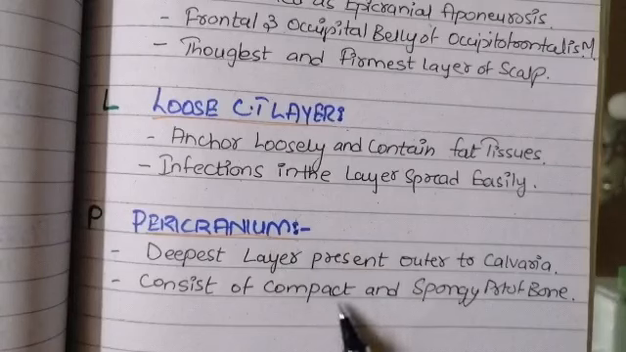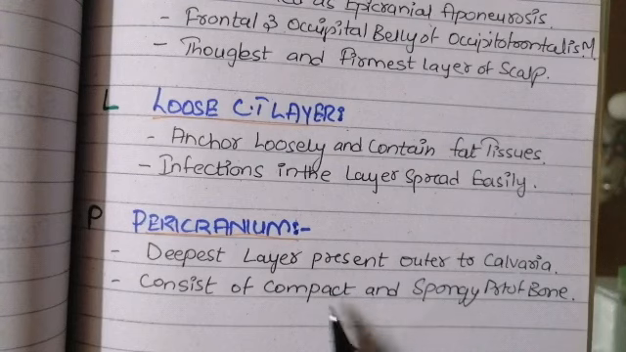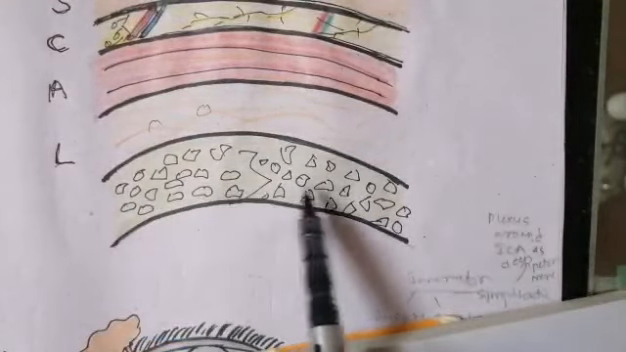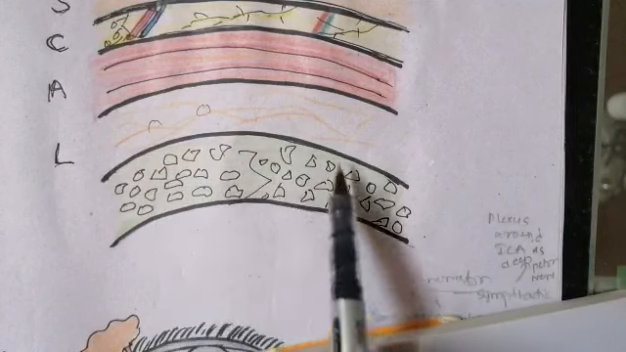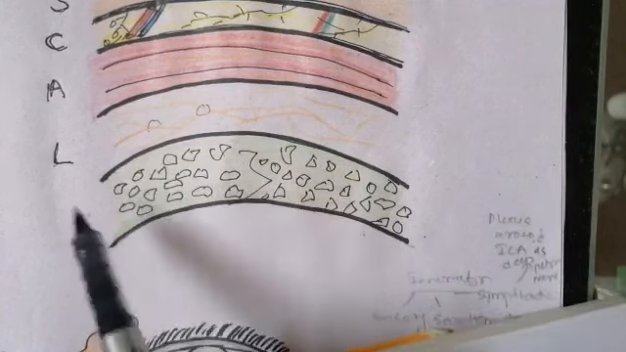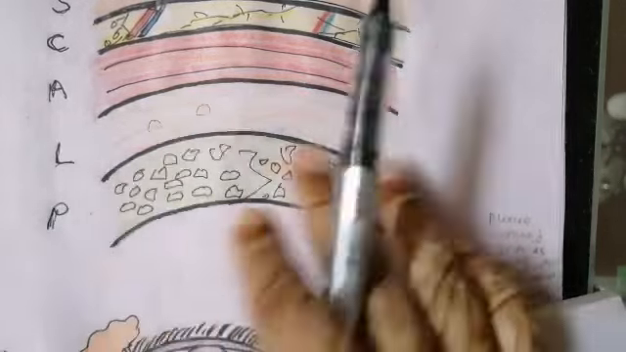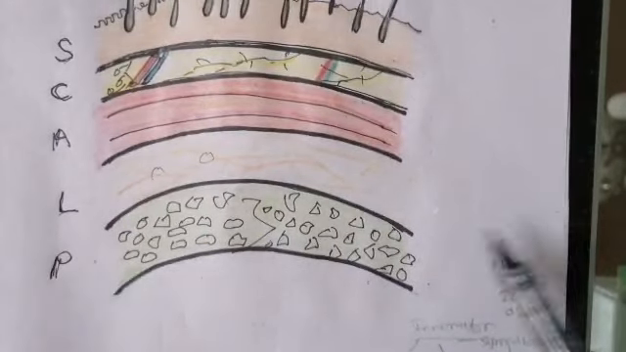This layer consists of the compact and spongy parts of the bone, the two parts of the bone that we have discussed in the gross anatomy of the skeletal system. Now we can analyze this layer. This is the pericranium, and the outer part is the compact part, the toughest part, while the inner part is the spongy or loose part. So this is the fifth layer that we call the pericranium. By seeing all the layers, I hope these layers have been explained well.